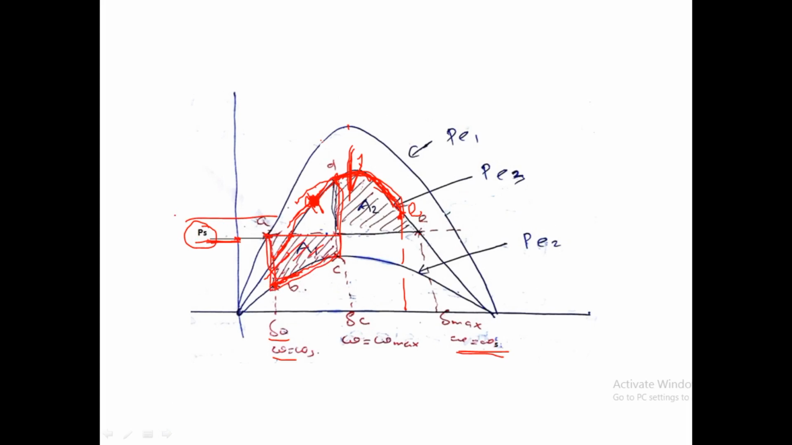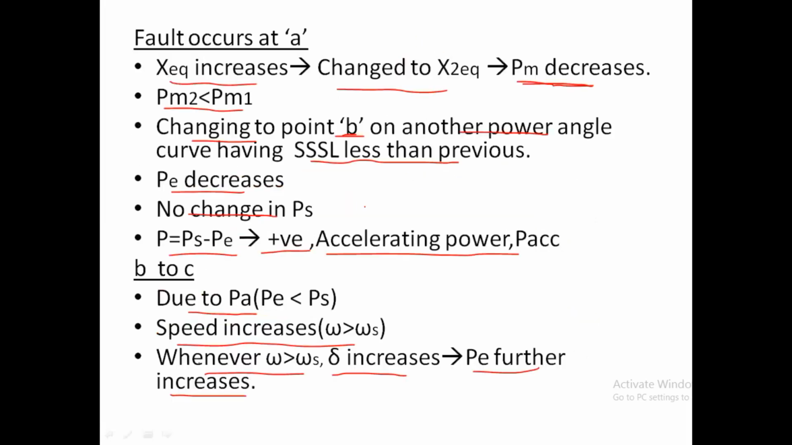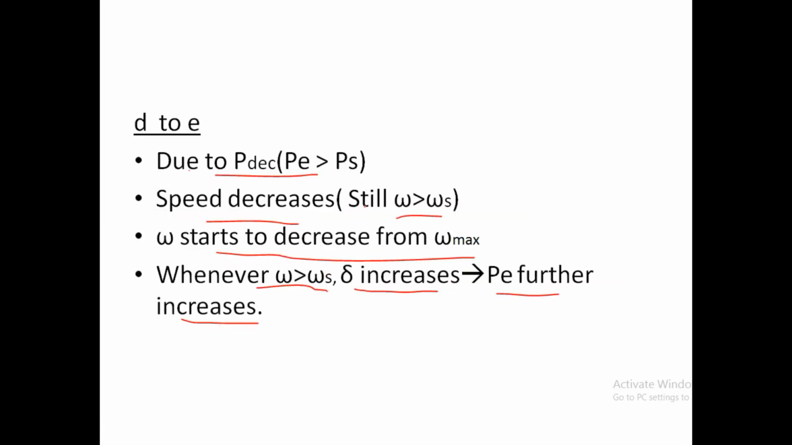In this region there is always deceleration only. You can see it as A2. So the areas are measured and compared. If the acceleration area is more, that is A1 is more than A2, it will be unstable. If A1 is less than A2, it will be stable. And if A1 is equal to A2, that is the critical point for the system to be stable. So this analysis we are doing using the equal area criteria.